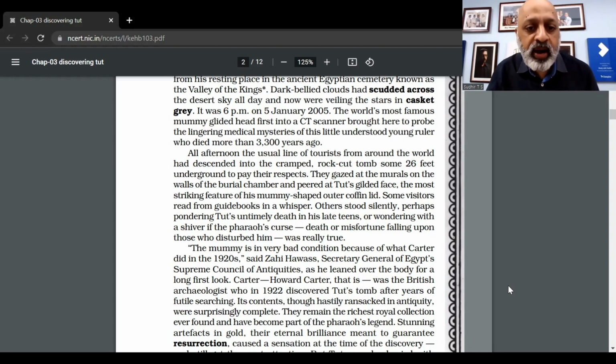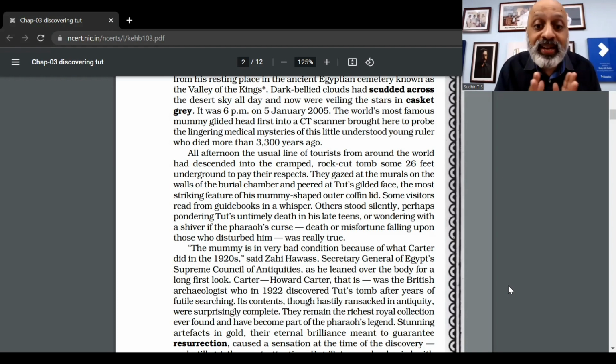Some visitors read from guidebooks in a whisper. Why in a whisper? Because you see, when you are in that kind of an atmosphere, you feel a little reluctant to speak loudly. और भाई क्या हाल चाल, उस टोन में हम बात नहीं करेंगे, right? You are also a little conscious of the surroundings in which you are, right? You have gone beneath the earth, so you are also a little overawed by the environment, by the atmosphere out there, right? Others stood silently.